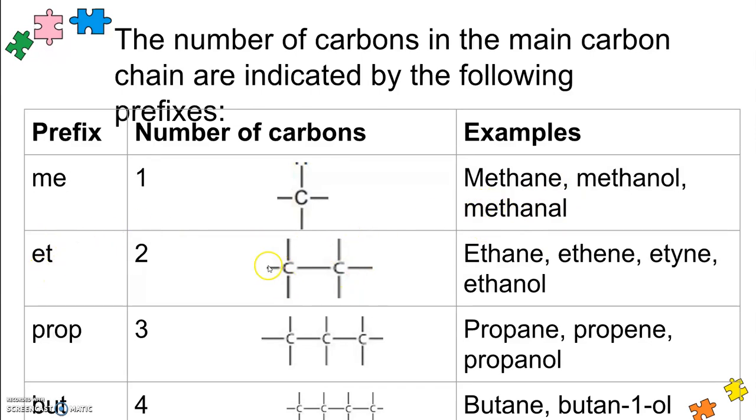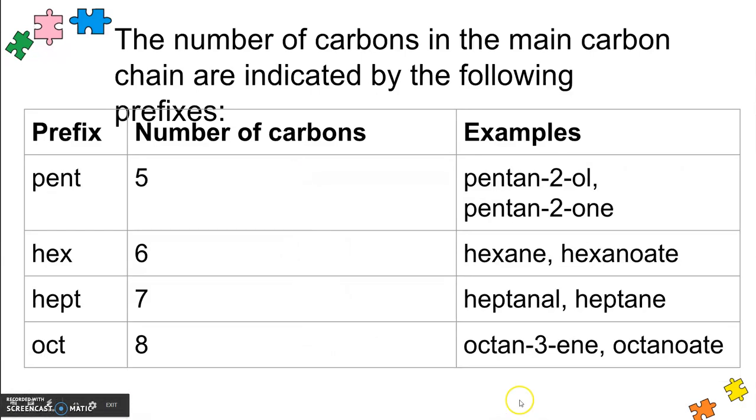If I have 2 carbons in my main chain, I use the prefix eth. Examples: ethane, ethene, ethyne, ethanol, and so on. For 3 carbons, I use prop. Examples: propane, propene, propanol. For 4 carbons, I use but: butane, butanol, etc. You must know the first 5 or the first 8 prefixes. For 5 carbons, I have pent as a prefix, pentanol.